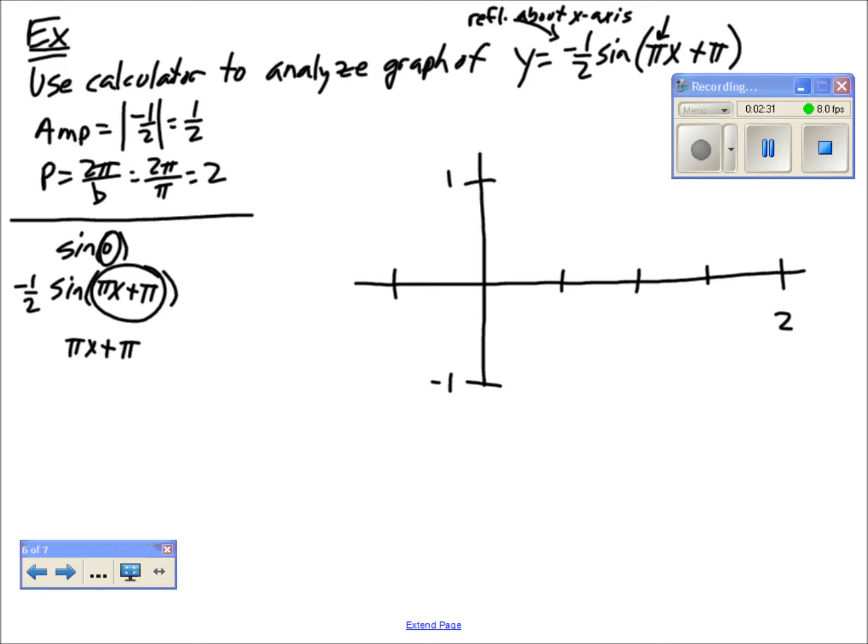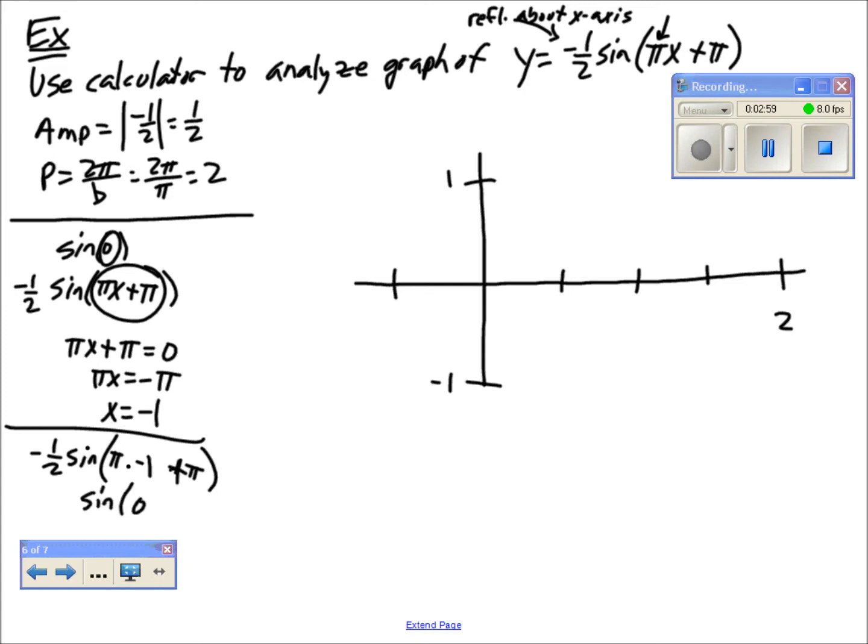Where is pi x plus pi equal to 0? You solve that, divide by pi, negative pi over pi is negative 1. So when x is negative 1, I'll just plug it in for you. So pi times negative 1 and then plus pi. You see how we have sine of negative pi plus pi here? Or in other words, sine of 0, right?